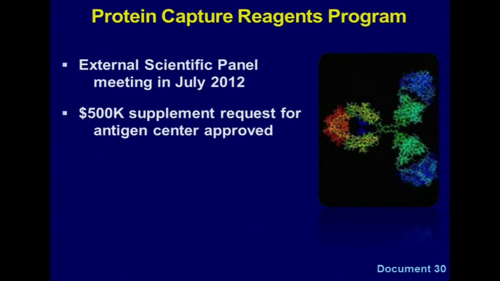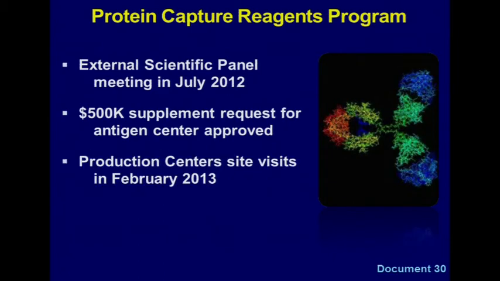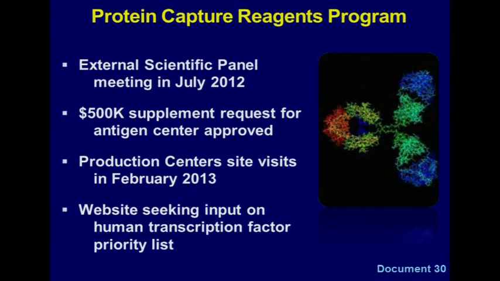So the three production centers continue to work collaboratively to exchange technology and protocol ideas to generate the best possible products. And it's anticipated that this extra funding will restore the antigen production pipeline and keep the affinity centers on course to achieve their production milestones. The three production centers will be site visited in February by NIH staff and external scientific panel members to assess progress. Finally, a website is now live on the Common Fund protein capture page as an outreach effort to seek public comment on a priority list of human transcription factor targets for production of renewable affinity reagents.